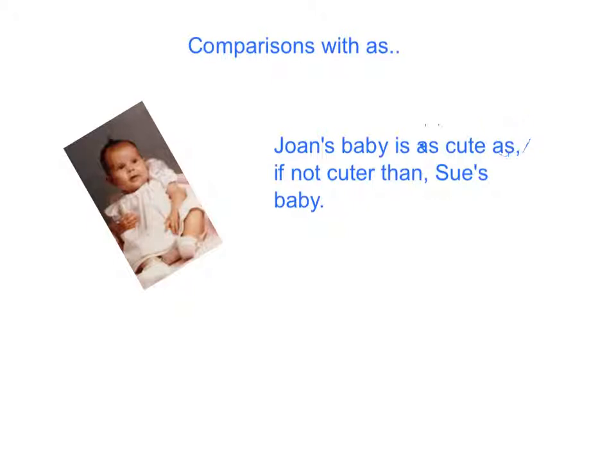So we'll say Joan's baby is as cute, if not cuter than Sue's baby. That's incorrect because we need the second as to make that comparison complete. So the only thing you need to remember with this rule is if you're using as, you need two of them. An as, and then we need the than. And then we've got a complete logical comparison.